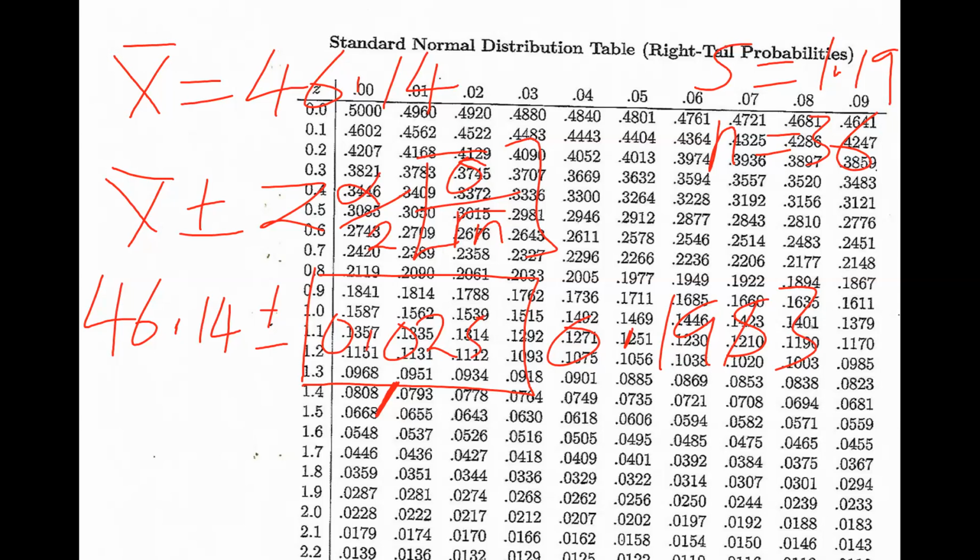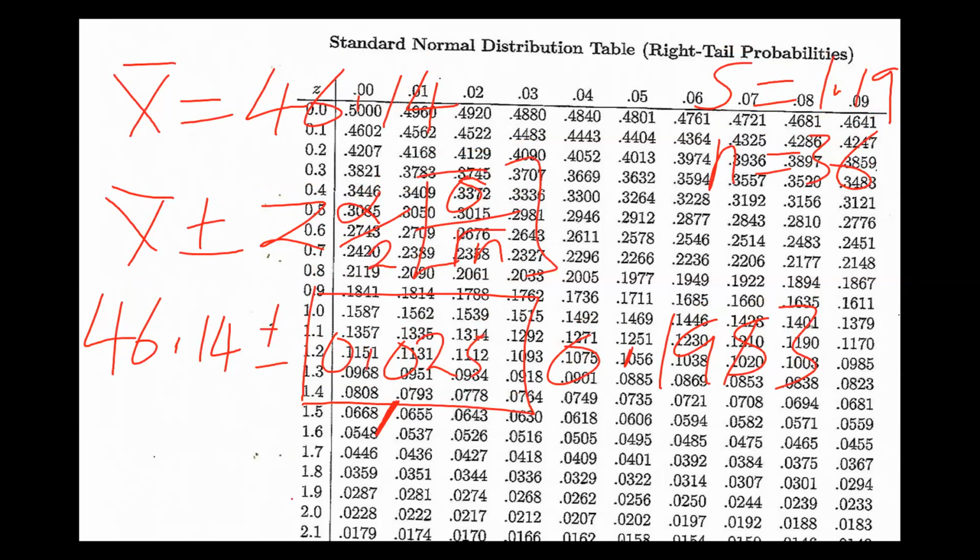I've seen 0.0250. Which row? There's 1.9. What is the column? This one here, 0.06. So you get 1.9 plus 0.06. You add. This will give you 1.96.